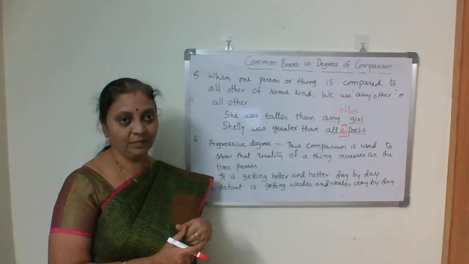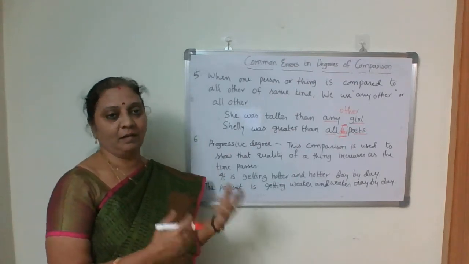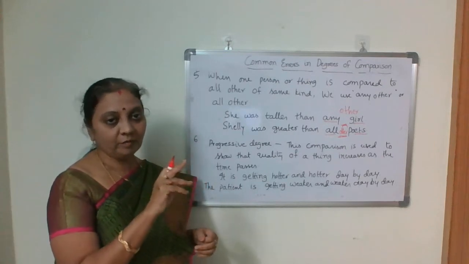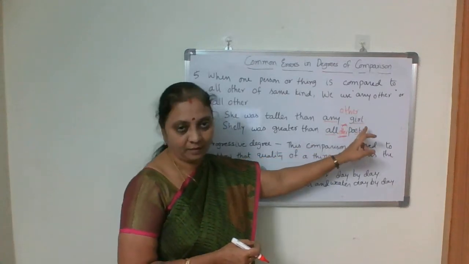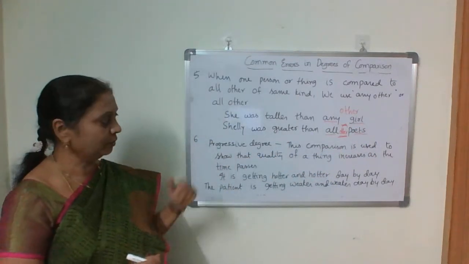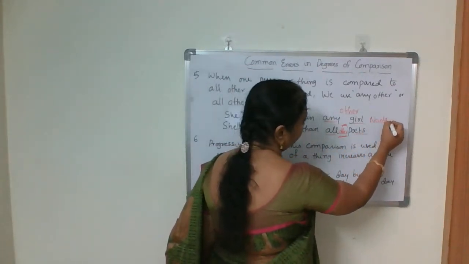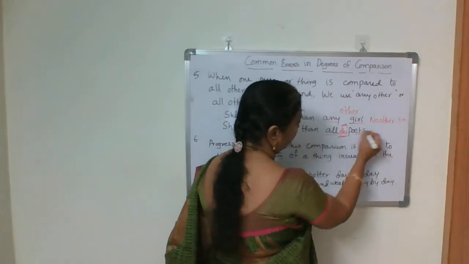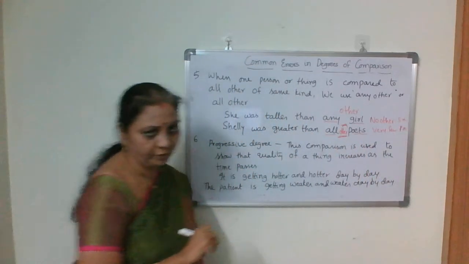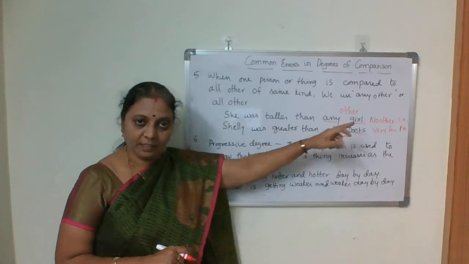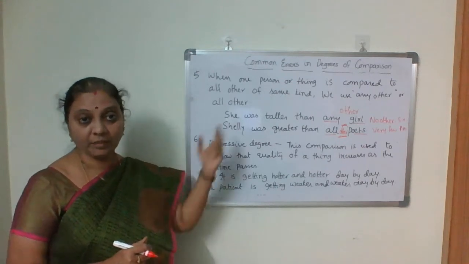No other is followed by girl only, a singular noun. Very few girls or very few cities. So whenever you use very few, you should use a plural noun, but no other takes a singular noun. Just like this. In the positive degree also, you have to follow that. No other after singular noun, and very few after plural noun. Similarly, any after singular noun, all after plural nouns. So this is another important thing you have to remember.